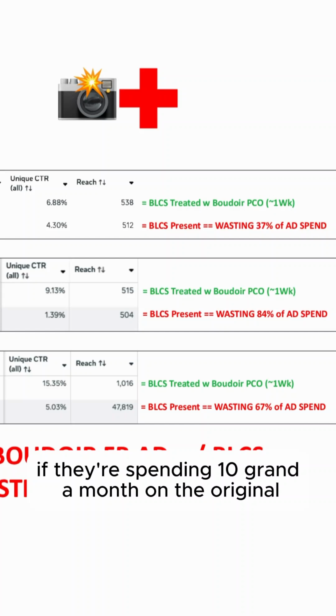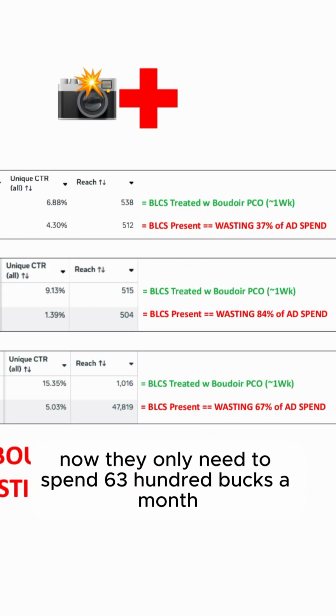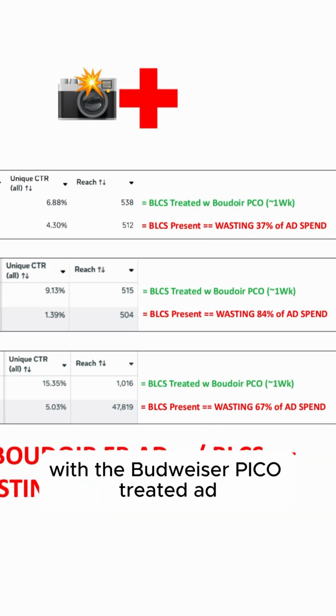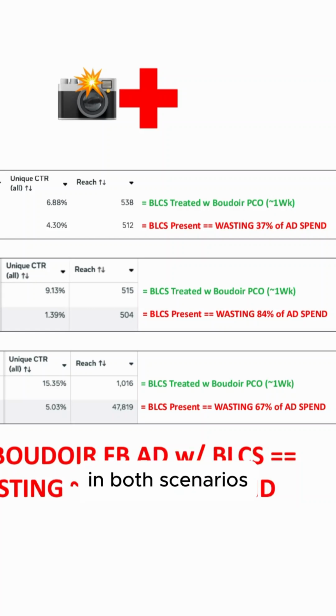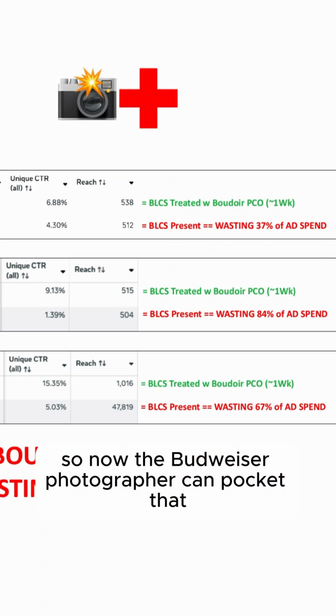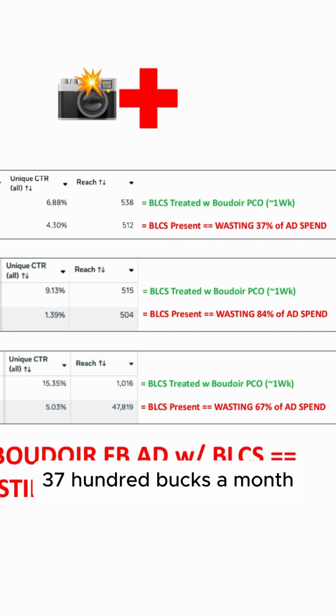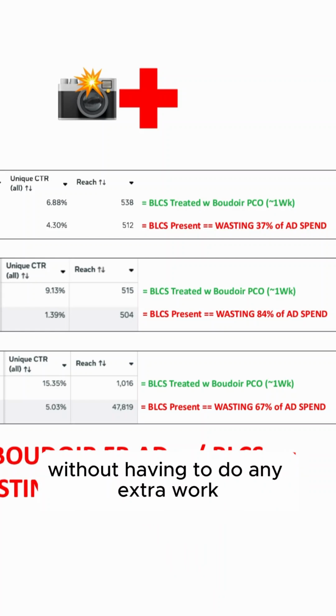So if they're spending 10 grand a month on the original, now they only need to spend $6,300 a month with the Boudoir Pico treated ad to actually get their ad into the same number of women's brains in both scenarios. So now the boudoir photographer can pocket that $3,700 a month as kind of like a phantom profit. They don't have to spend it. It's like 40K phantom profit over the next year without having to do any extra work.